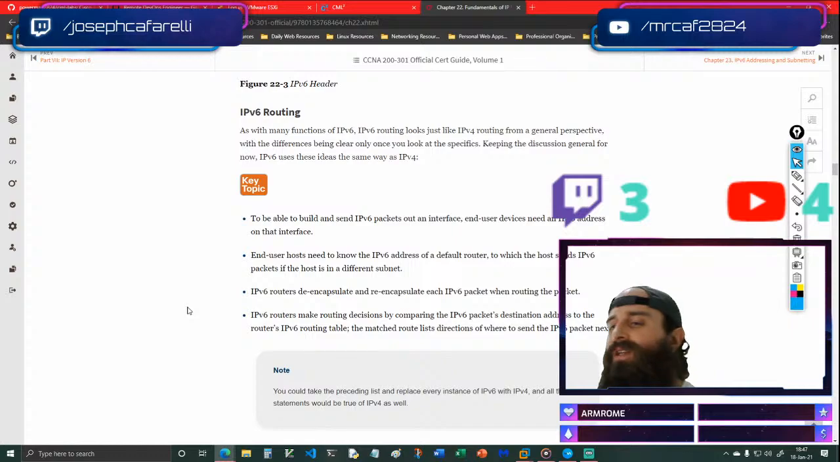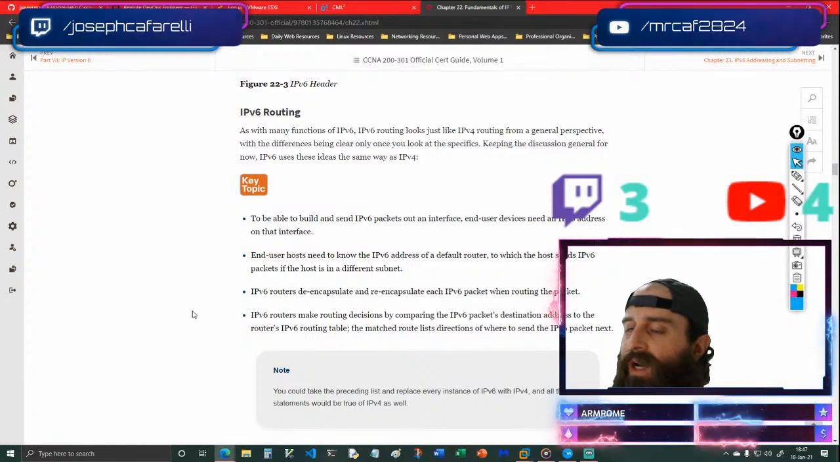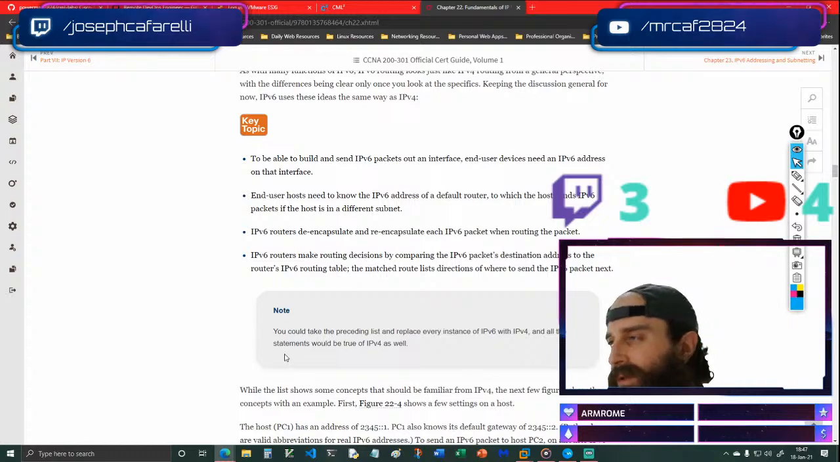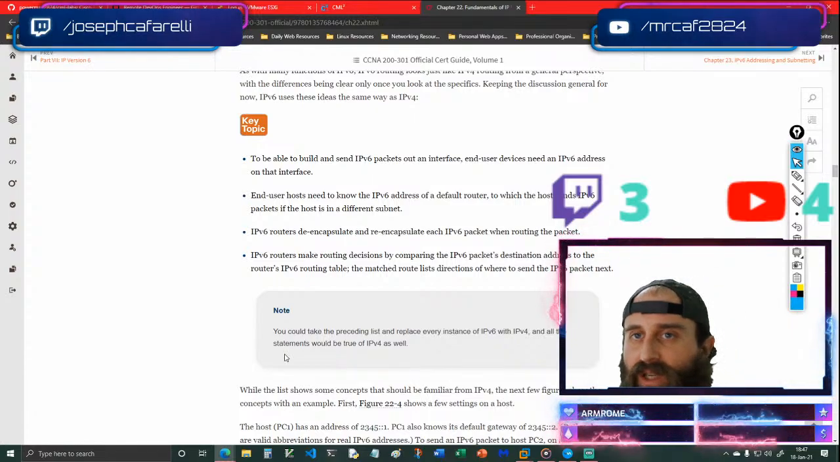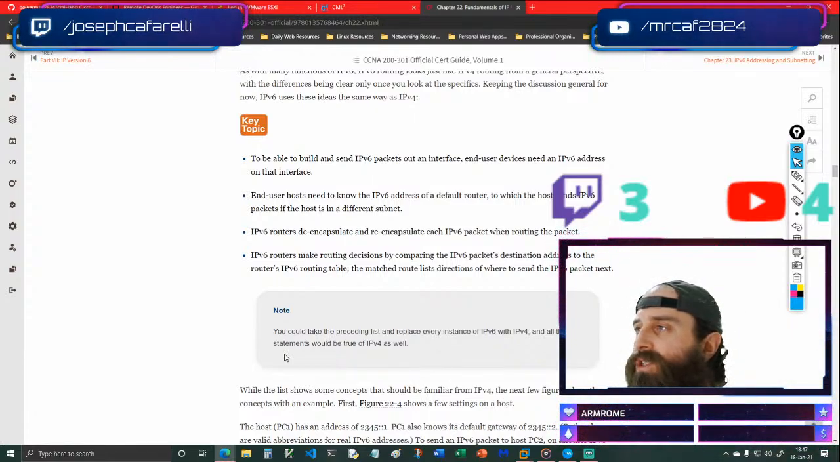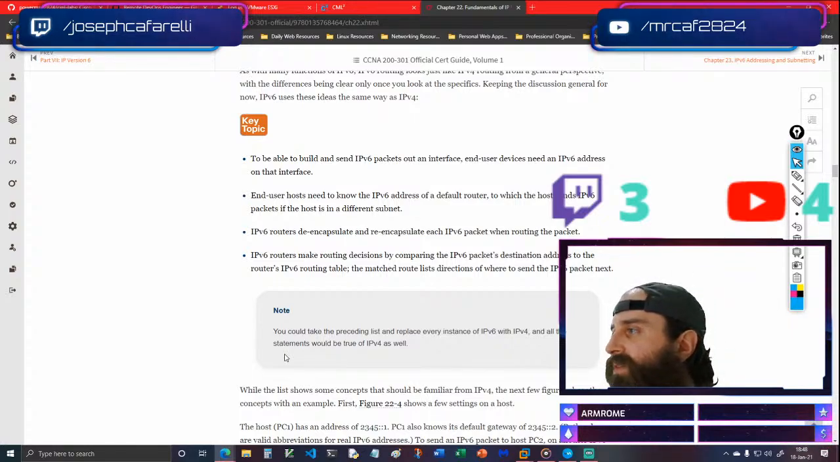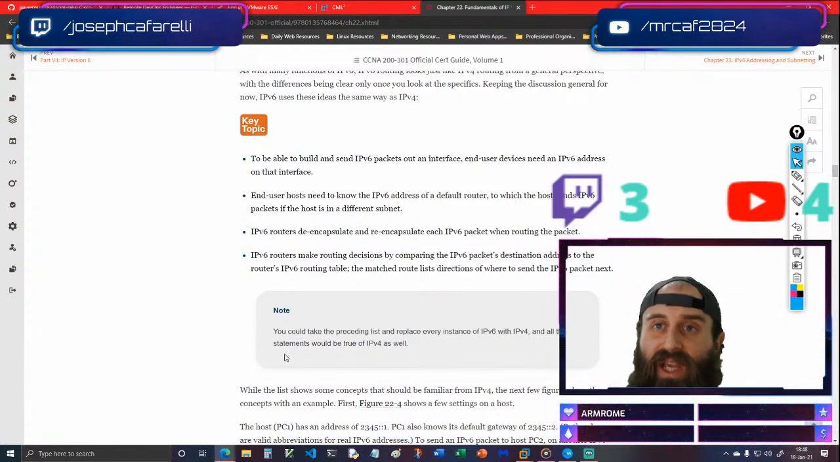So just like everything that we learned with IPv version 4, guys, same general concepts. It's just that we need to implement IPv version 6 on the router interfaces, the default gateways, and everything else that we're doing. We just have to switch from one address scheme to the other. Note you can take the preceding list and replace every instance of IPv version 6 with IPv version 4, and all the statements would be true of IPv4 as well. So there you go.